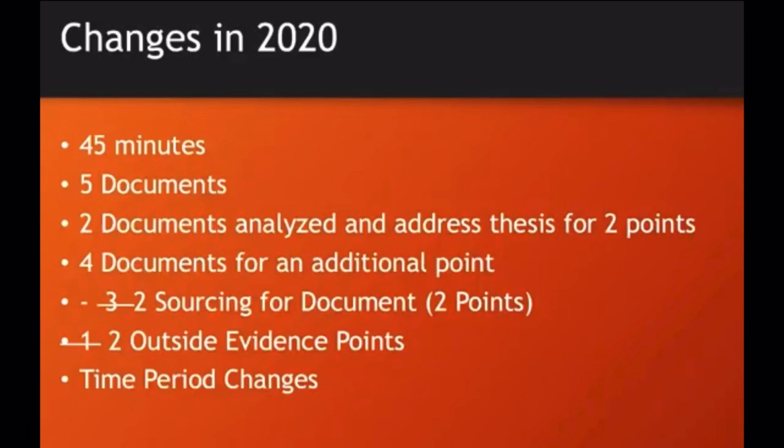Then for sourcing, you don't need to do 3 documents anymore. Now you can do 2. And each document you source is a point. Then for outside evidence, now you have to bring in 2 pieces of outside evidence instead of 1. And there's a lot of time period changes. It's different for pretty much every exam, and you have to ask your teacher for more. But I know for Euro, it's units 1 through 7.